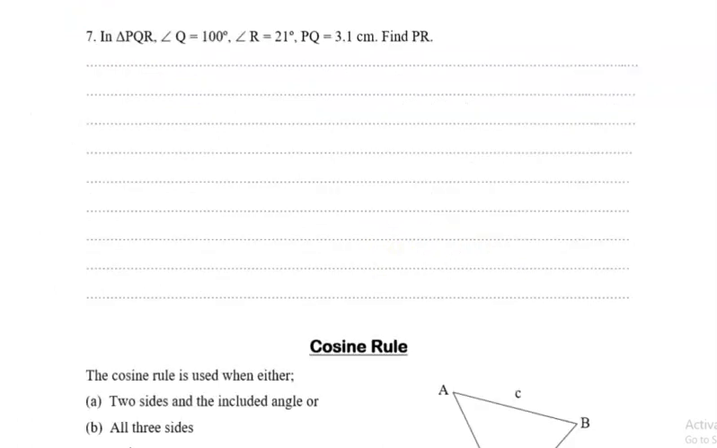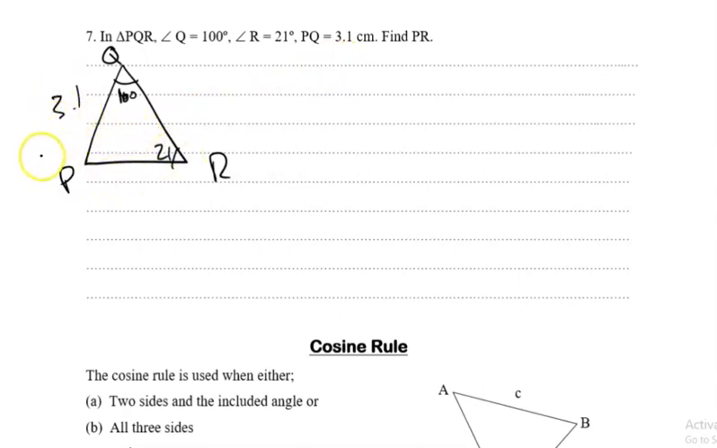Question 7. We have a triangle PQR and we need to work out the length of PR. So we're going to draw the triangle PQR. Now Q is 100 degrees, R is 21 degrees, and PQ is 3.1 centimeters. Now you want to work out the length of PR. So we're going to put x over here.